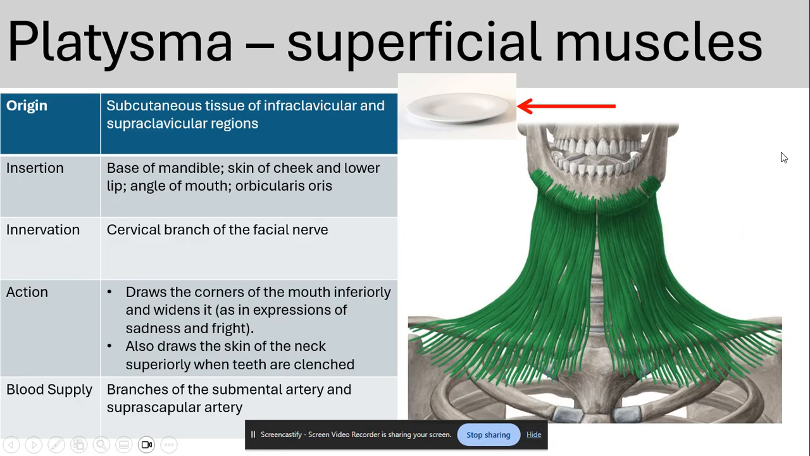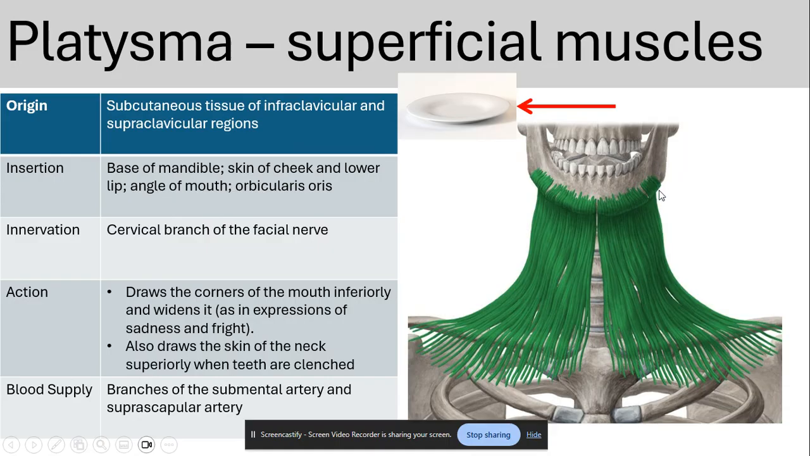Alright, so let's study each muscle in detail. Platysma, like I said, is part of the superficial muscles, and platysma is literally a plate. Origin is subcutaneous tissue of infraclavicular and supraclavicular regions. Supra means superior, infra means inferior. So it originates from here. Insertion is the base of the mandible, and it also inserts into the skin of the cheek and lower lip.